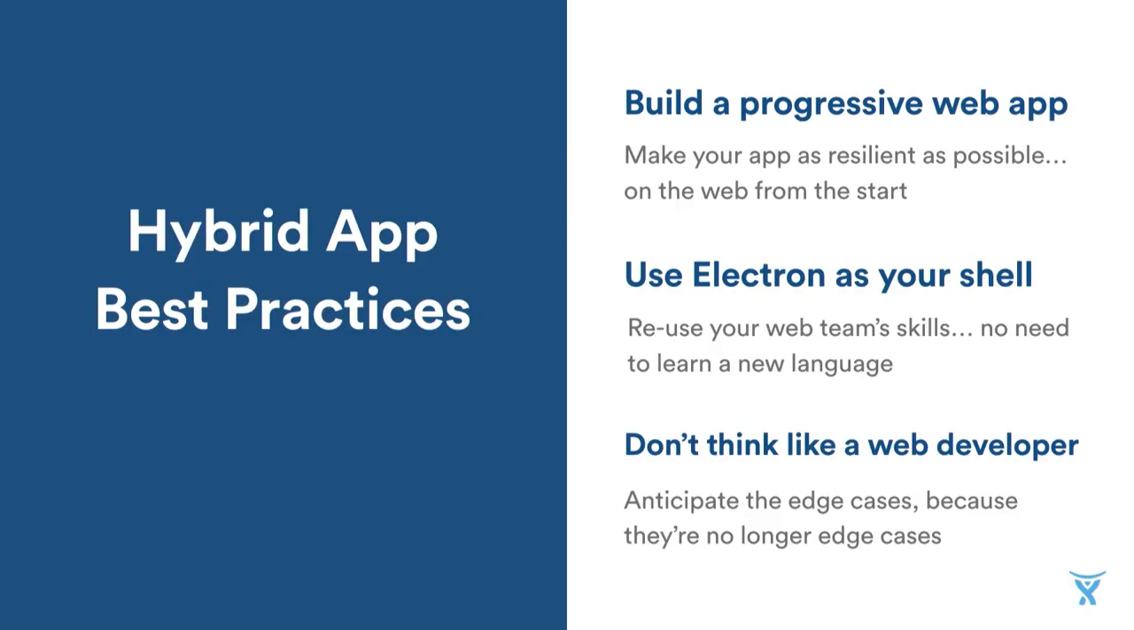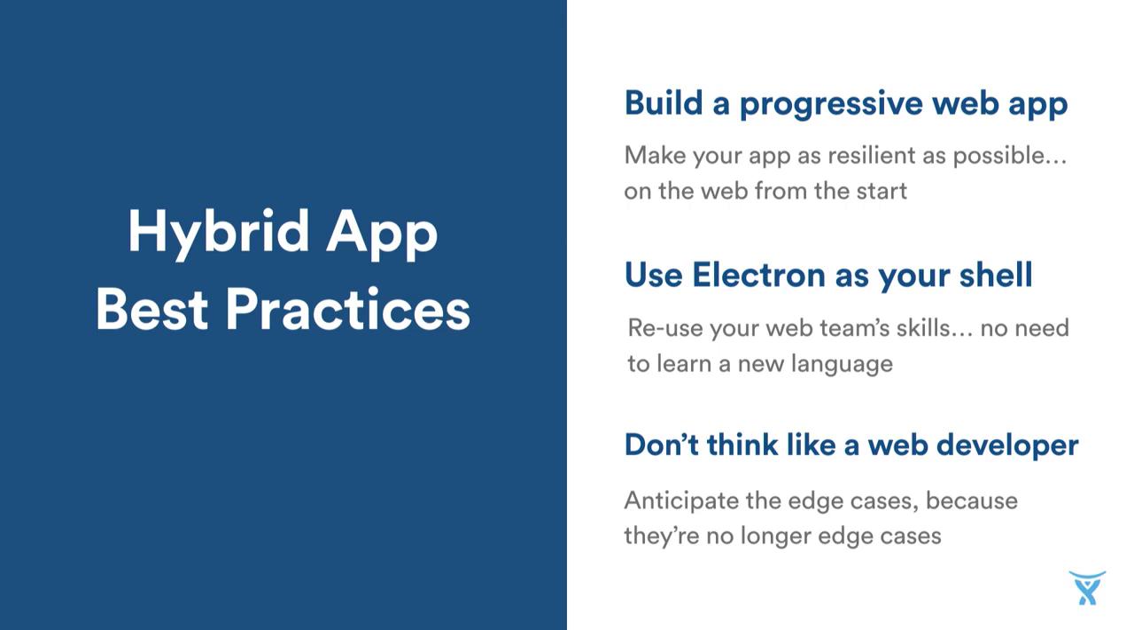So to sum it up, if you're going to write a hybrid app, three main points. Plan accordingly. Build a progressive web app right from the start. Use service workers, and make your app as resilient as possible on the web. You don't need to build a desktop app to make your app resilient. Use Electron. Electron is a great tool, there's a huge community behind it, and it's really easy to use.